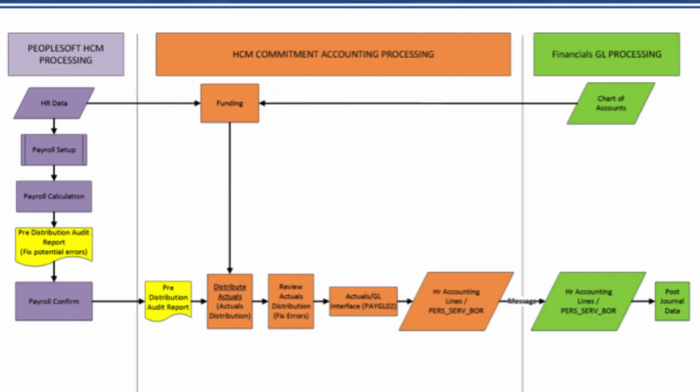And then there are handoffs between different areas of the system. So for commitment accounting, we set up a department. HR would set up a position. Somebody in budget or finance would tie funding to that position. Human resources hires somebody into that position. Benefits, time and labor, payroll. At some point in payroll, we have a pre-distribution audit report where we can check to see if there is any invalid funding for any of those checks. It gives us an opportunity to fix stuff, okay?